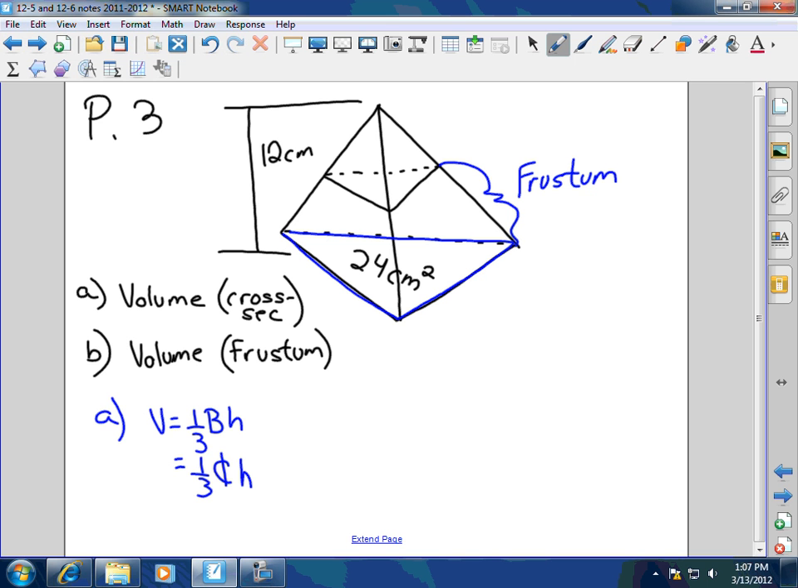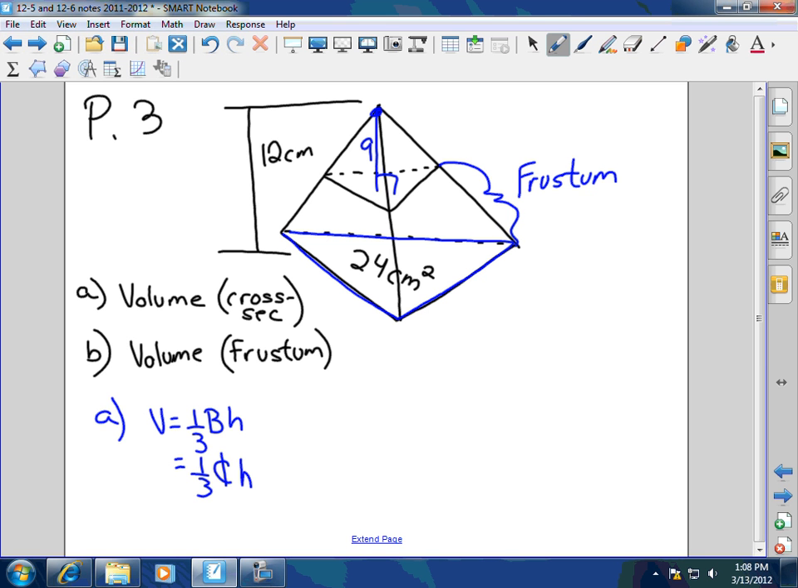Now, it tells you here that the cross section is cut 3 centimeters from the base. So if it's cut 3 centimeters from the base, what is my K? 9. The whole thing is 12, guys. And it's cut 3 centimeters from the base. And 12 minus 3 is 9 centimeters, okay? You guys with me so far? The whole height is 12. The height of the cross section is 9. Absolutely, right?